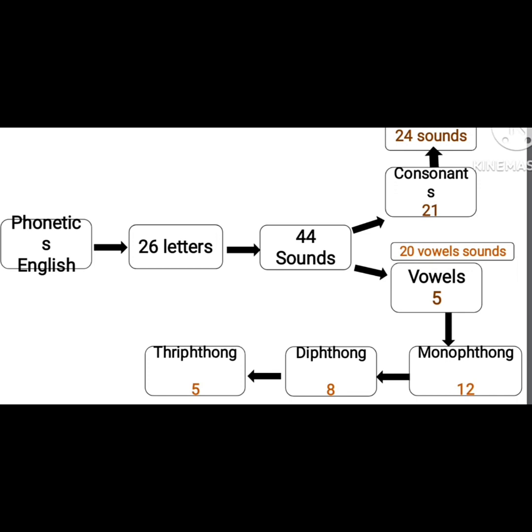There are 26 alphabets in the English language, and 44 sounds in the English language. There are 21 consonants in total, which make 24 sounds, and 5 vowels in number, which further make 20 sounds in English. All vowel sounds are voiced. Vowels are those sounds without which no word is complete. Vowels can be divided into monophthongs, diphthongs, and triphthongs.